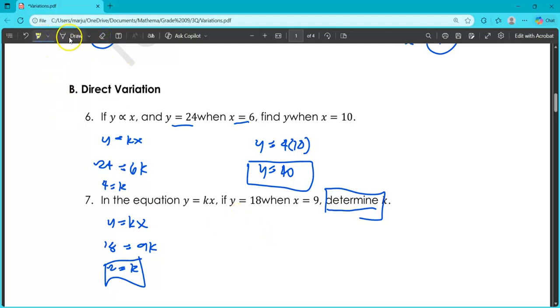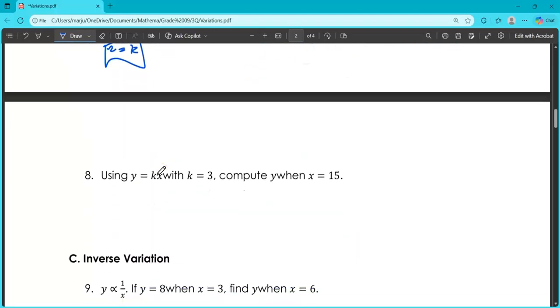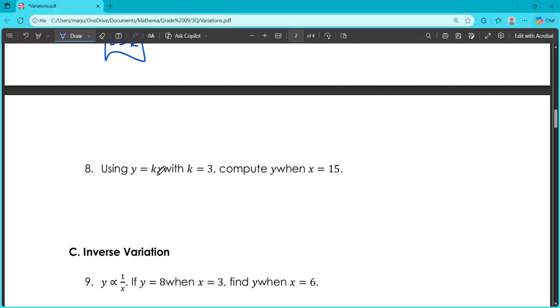Let's do number 8. Using y is equal to kx with k equals 3, compute y when x is 15. So again, y equals, k is 3, x is 15. This gives you 45.